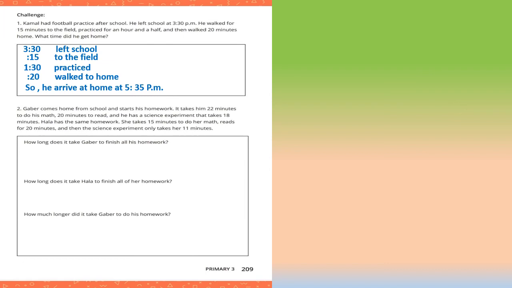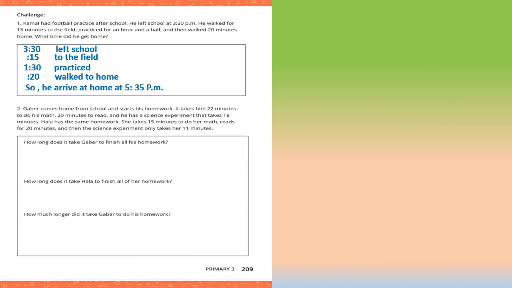Gabir comes home from school and starts his homework. It takes him 22 minutes to do his math. So the math needs 22 minutes. 20 minutes to read. And he has a science experiment that takes 18 minutes. Hala has the same homework. She takes 15 minutes to do her math. This is Hala. Reads for 20 minutes, and then the science experiment only takes her 11 minutes.